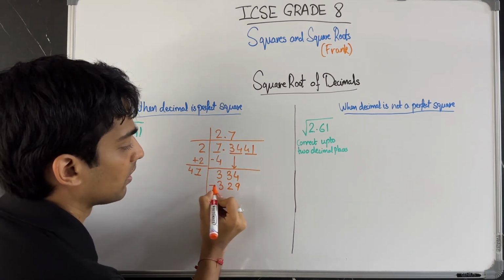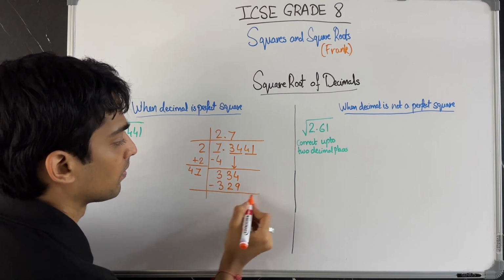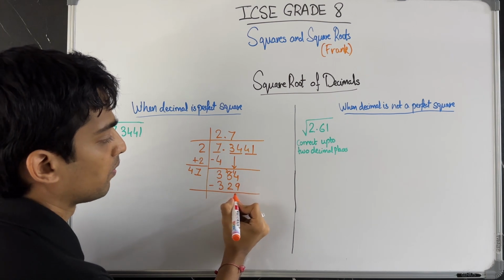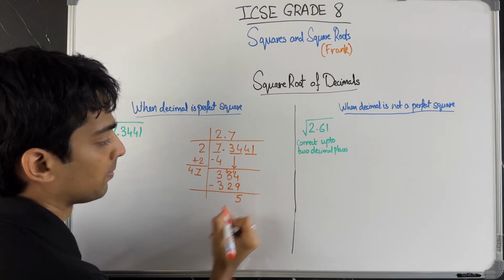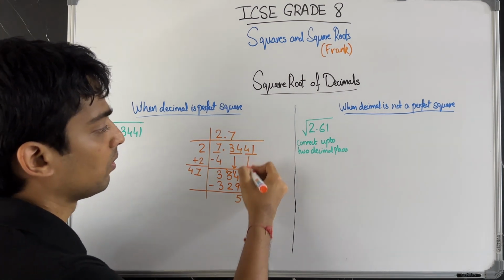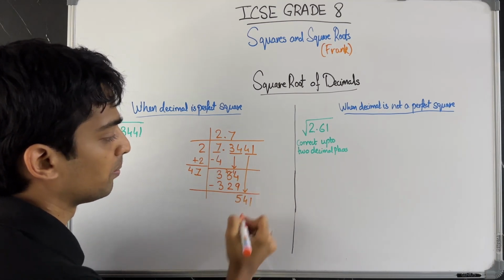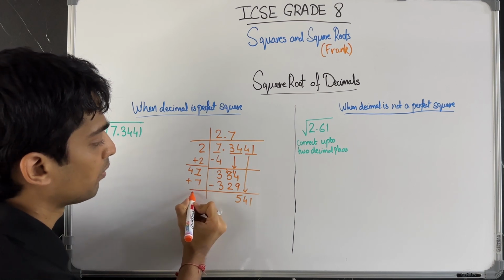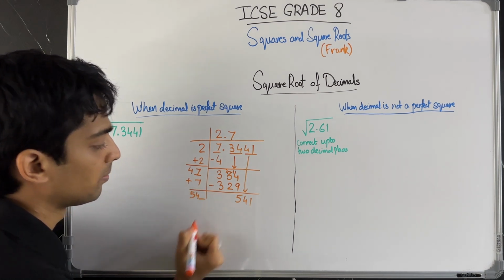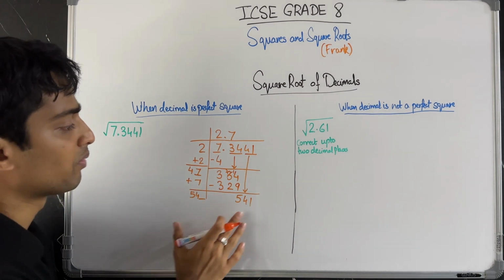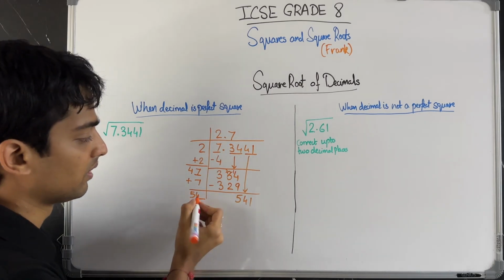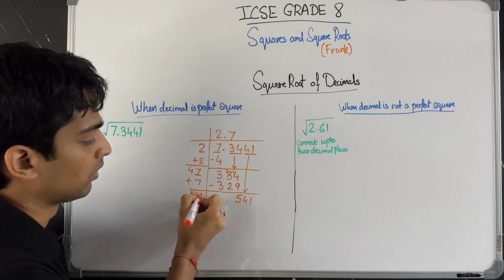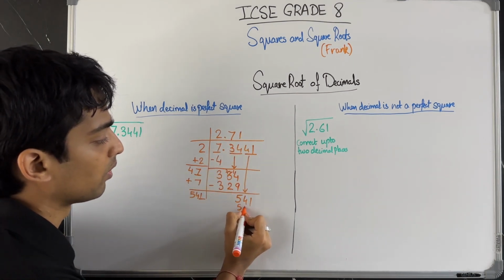Now we subtract it. You will get 5. Then 41 comes down. So it becomes 541. And 7 is underlined, we add 7 to this. We will get 54 and then a blank. Now we want to make 541. This is very easy. We can just fill 1 here and 1 here. So we'll get 541 into 1 is 541. So 1 here, 541.